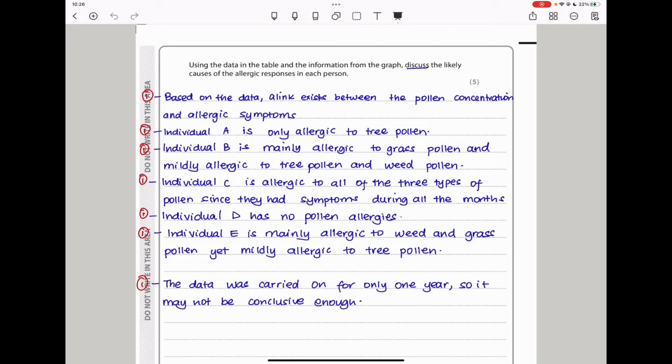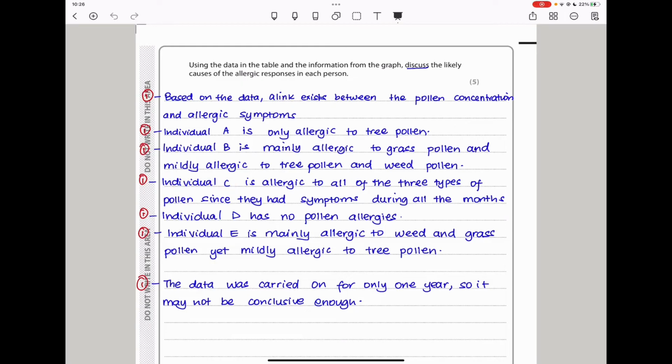I've already said all these, but I'm going to go through them again. I said based on the data, a link exists between the pollen concentration and allergic reactions. Individual A is only allergic to tree pollen, as I showed you in the table, and individual B is mainly allergic to grass pollen and mildly allergic to tree pollen as well as weed pollen.